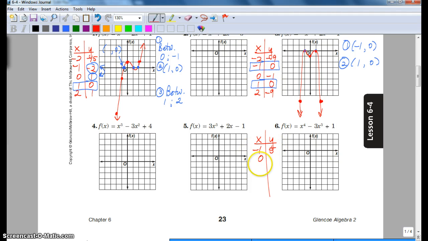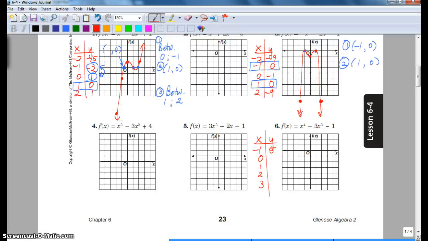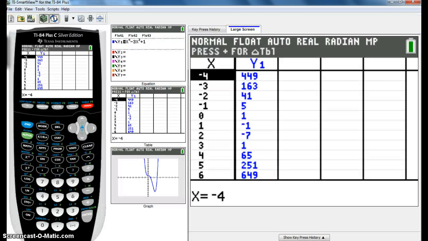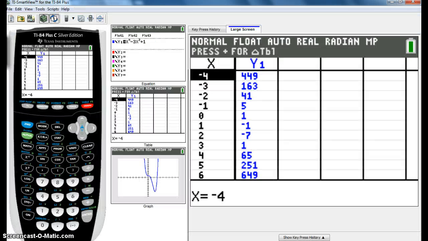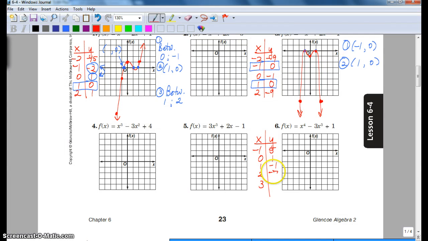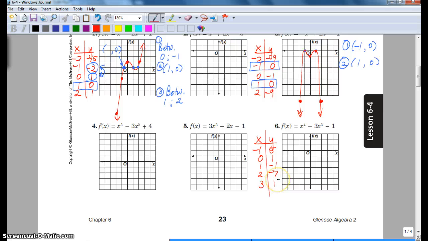I'll go ahead and put in 0, 1, 2, 3 now. And then the rest of those, 0, 1, 1, -1, 2, -7, and then 3, 1. Okay. So here we go, -1, 5, 1, 2, 3, 4, 5. I'm still off the graph, but still manageable, I believe.